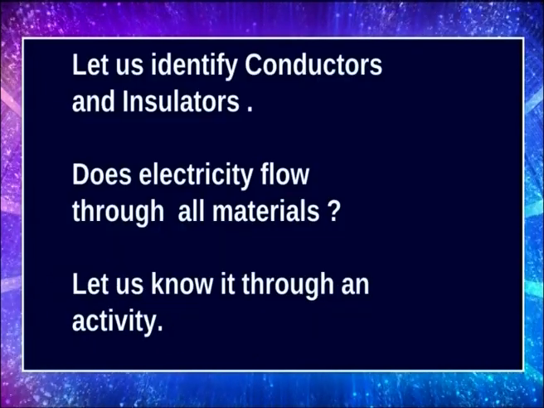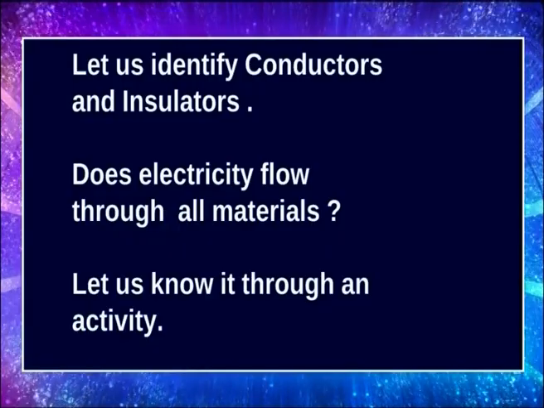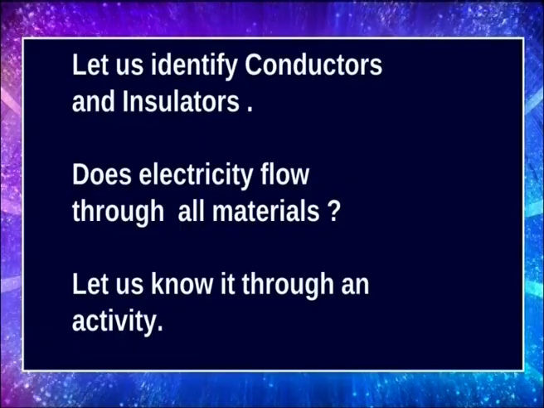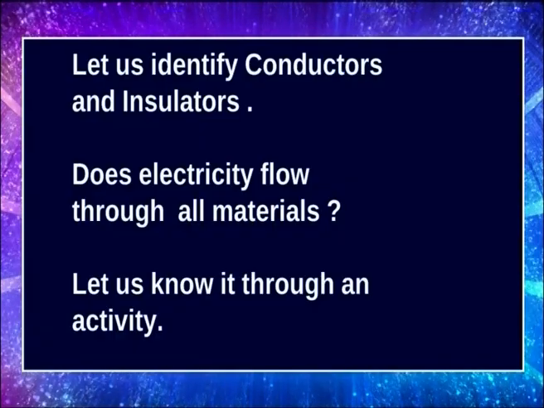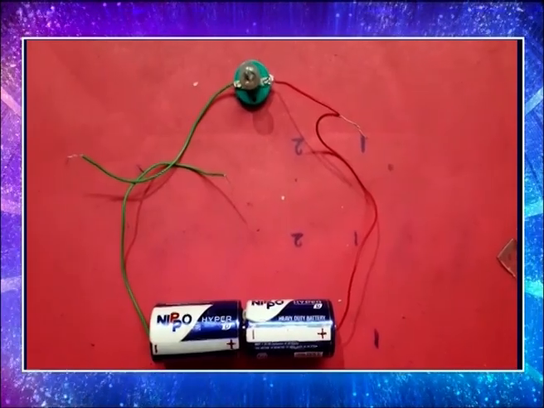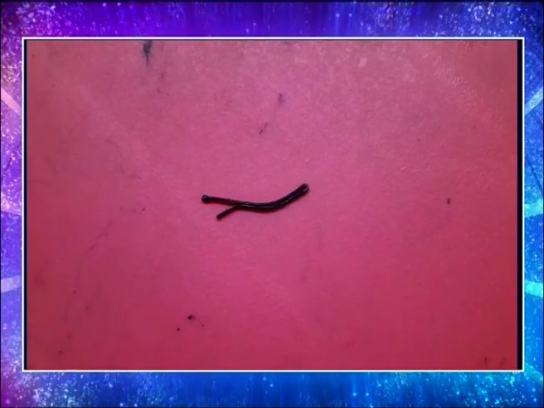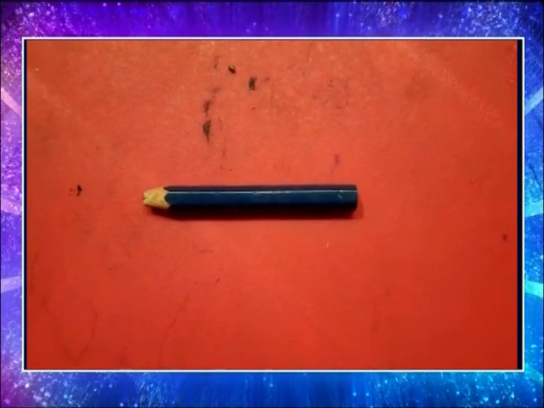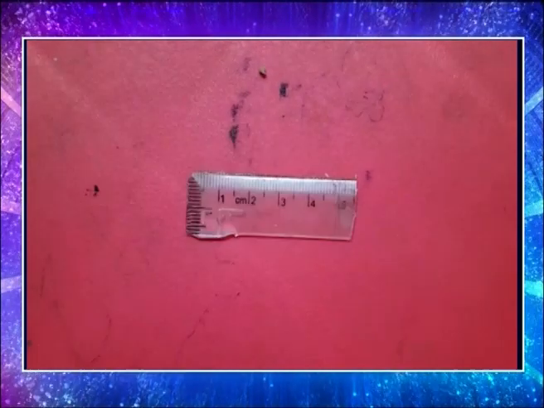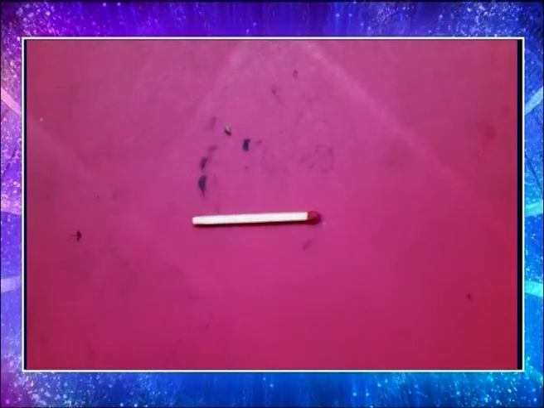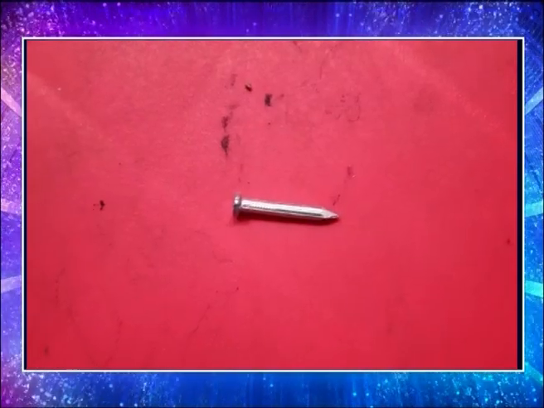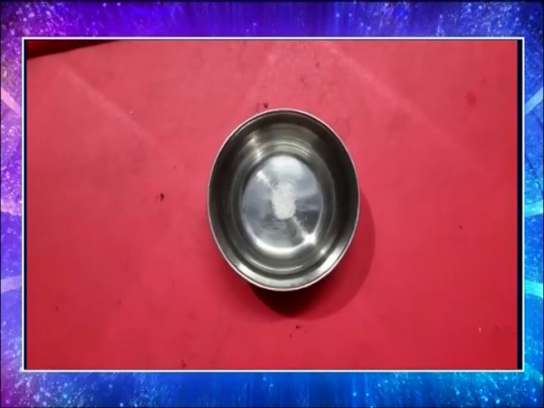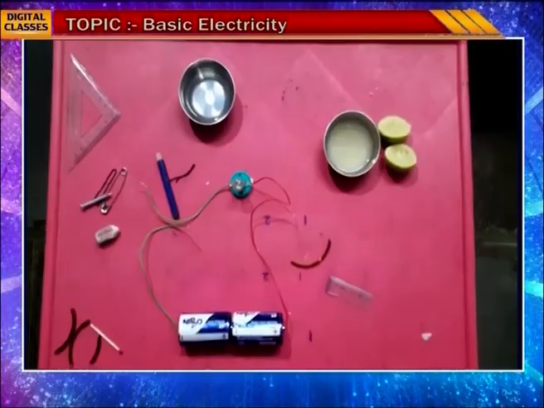Let us identify conductors and insulators. Does electricity flow through all materials? Let us know it through an activity. Connect different materials like a hairpin, safety pin, pencil, eraser, plastic scale, matchstick, iron nail, piece of glass bangle, salt water, and lemon juice. Close the gap in the circuit with each object.